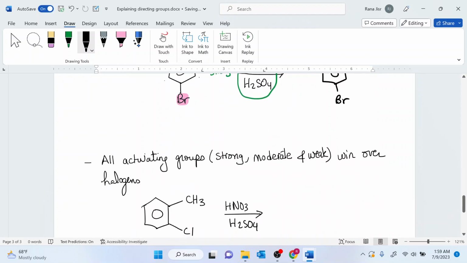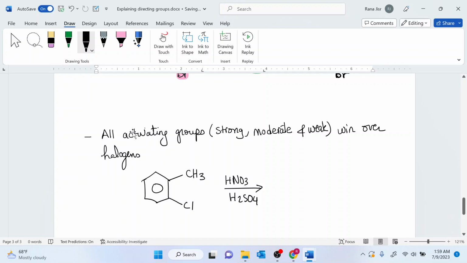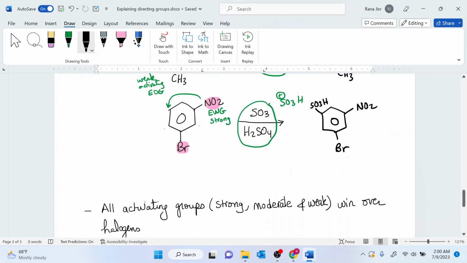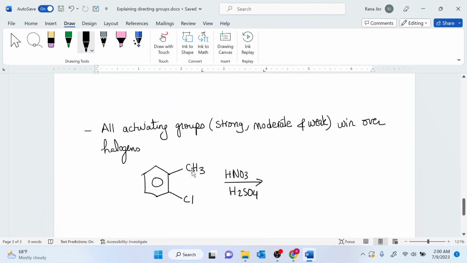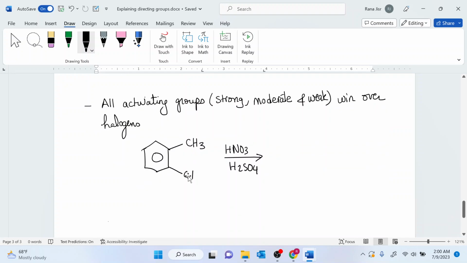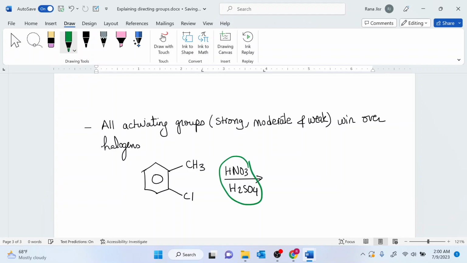The last case is for halogens and activating groups. So if you have a halogen in there and you have an activating group, we said that strong activating groups win over everything. Now for weak activating groups and halogens, the weak activating group is always going to win over the halogen. The strong deactivating group wins over the halogen, and the weak activating group wins over the halogen. So adding the nitronium ion from this reaction, since this one is going to win over the halogen, this one is going to direct ortho and para. So the nitronium ion is going to add ortho.